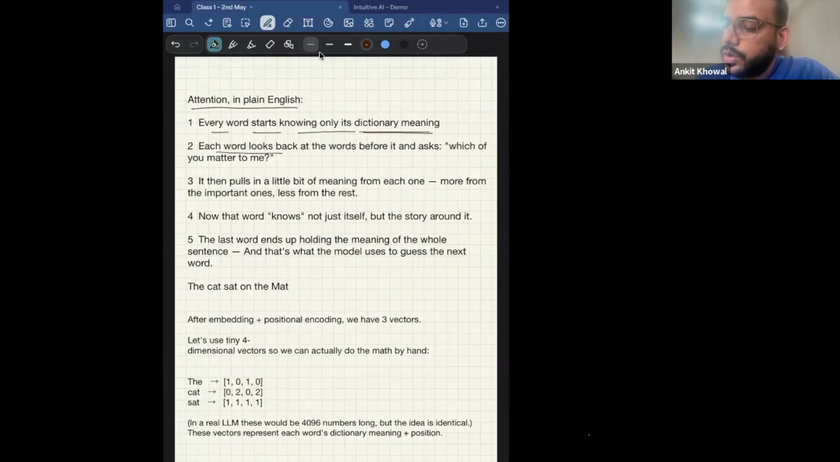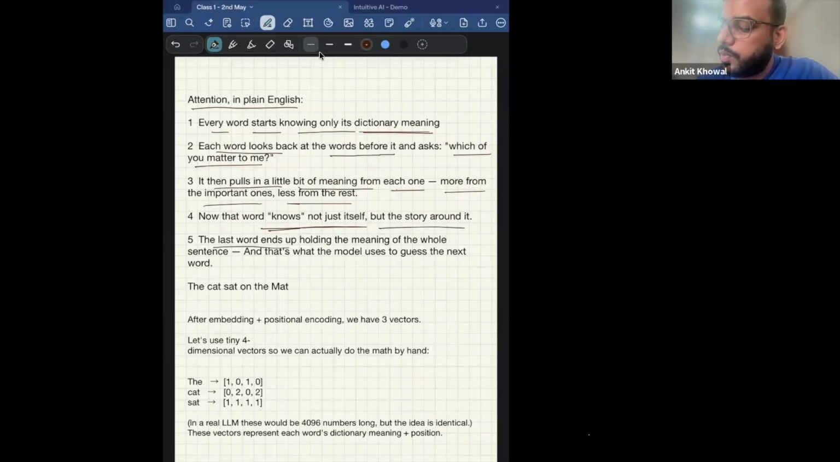Then each word looks at the words before it and asks, which of you matter to me, right? So that I can understand what I am doing in this context. It then pulls in a little bit of meaning from each one, more from the important ones and less from the others. So in a sentence, it will look around at all the words. It will see that some words are more important to me, some words are less important to me. So let me grab the meaning from my surrounding context. Now the word knows not just about itself but the story around it, so it understands all the context. All of these things happen in the attention layer.